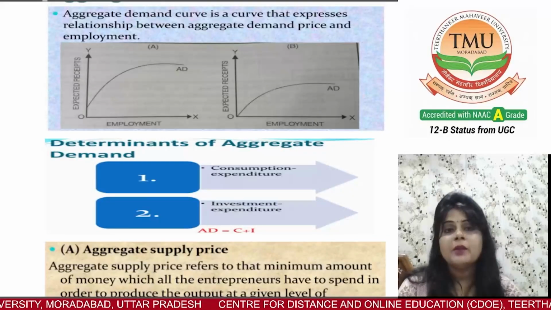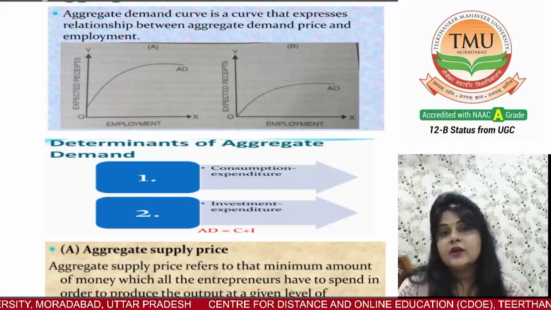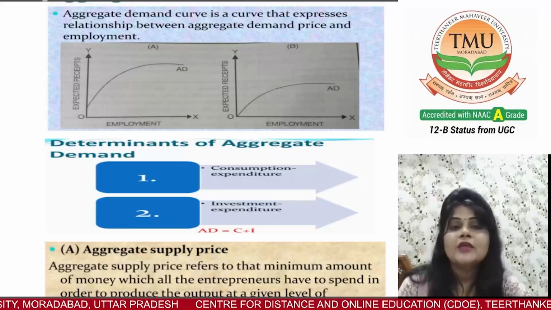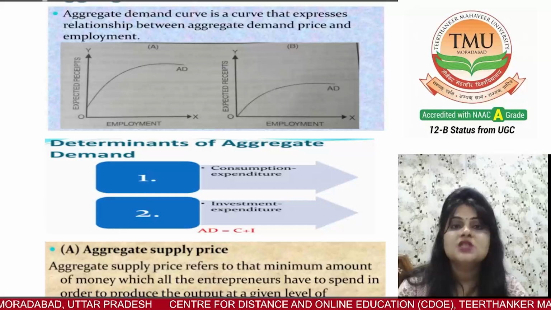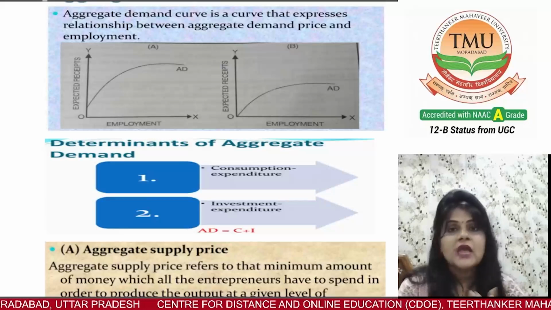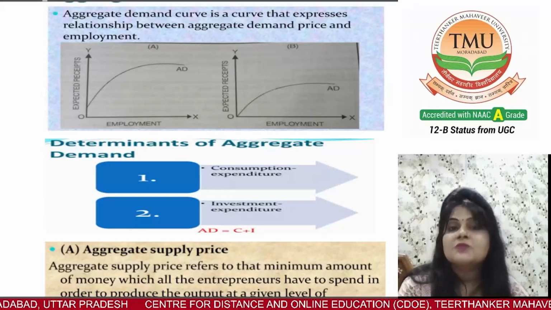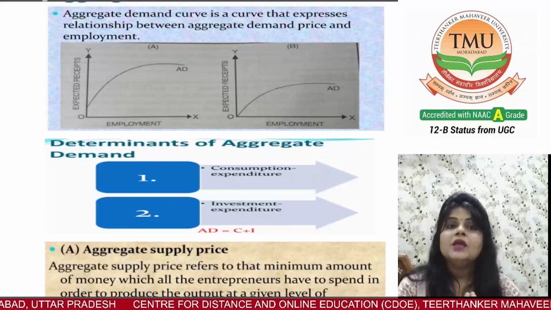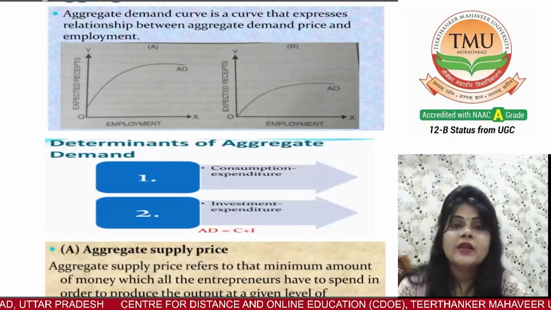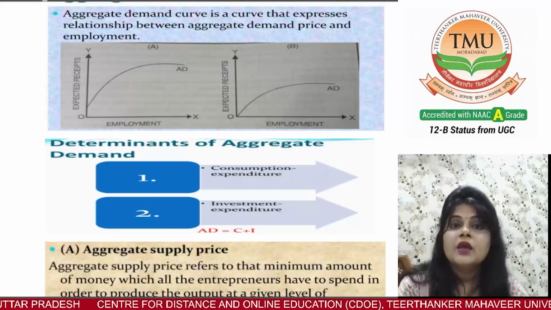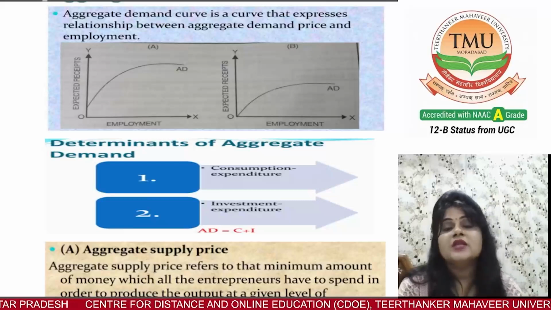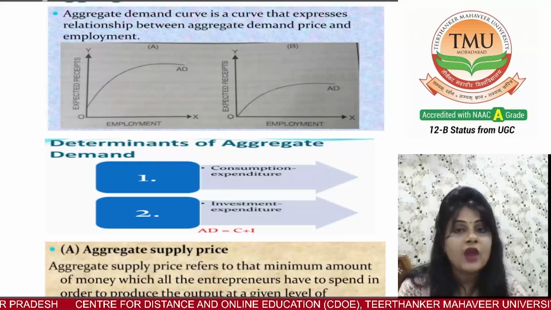Thus, effective demand can be defined as the total of all expenditure, as you know: C plus I plus G, where C stands for the consumption expenditure, I stands for the investment expenditure, and G stands for the government expenditure. Here we can take government expenditure as the completion of total demand.